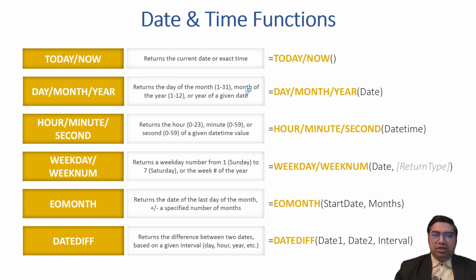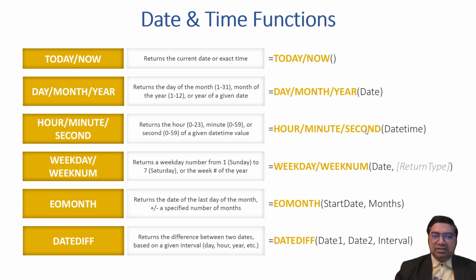Month, day, year. If I want to extract any month, date or year from the date column, you can use these functions. And again, if you want to extract hours, minutes and seconds from any date time, you can use this formula. Weekday and week number. Let's suppose you want to extract the weekday from any date, you can use the WEEKDAY formula. Simply it will give 1 to Sunday and 7 to Saturday of the week, right?